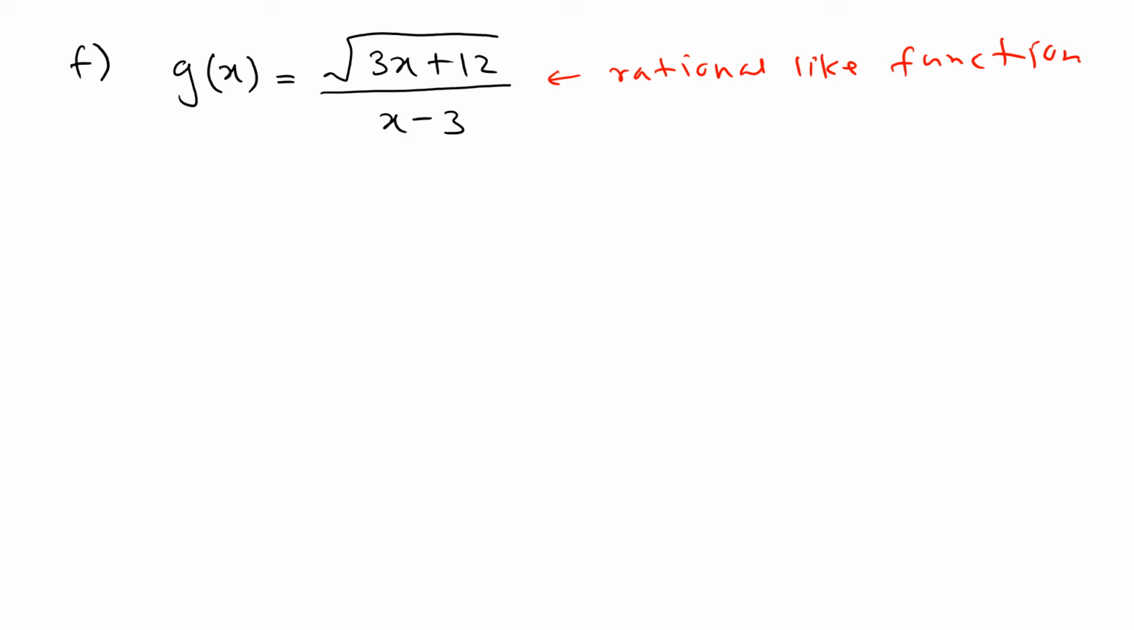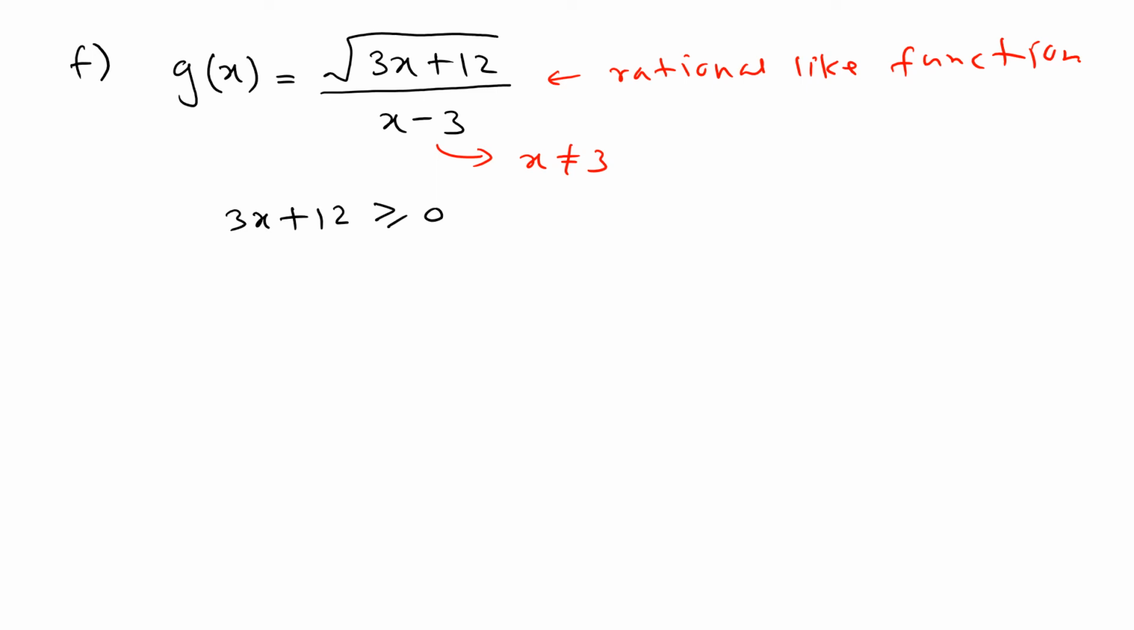So let's look at the two conditions. The one condition comes from the denominator, and it's a simple condition: we try to avoid dividing by 0. That means x cannot be equal to 3. That's the only condition coming from the denominator. But from the numerator, since this is an even root function, the variable you plug in has to be greater than or equal to 0. So 3x plus 12 has to be greater than or equal to 0, because this is a square root function.